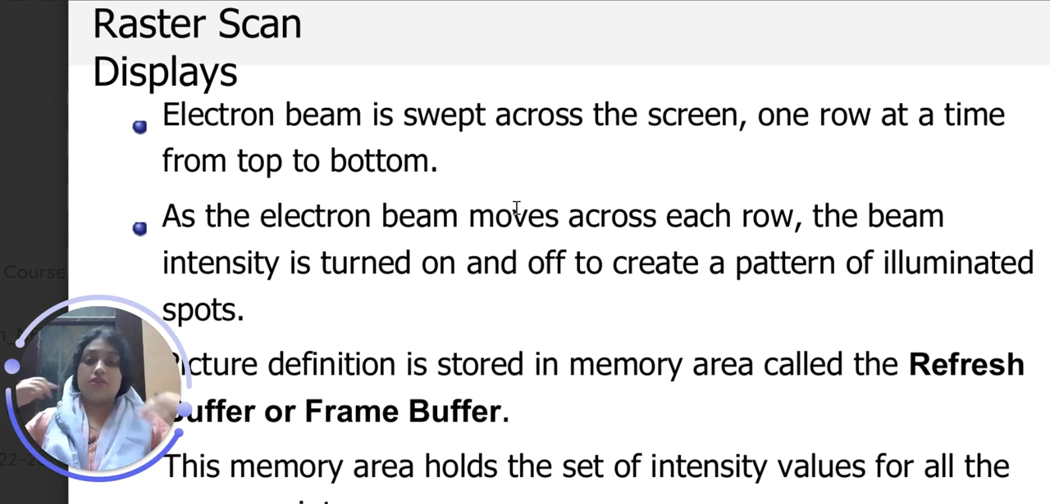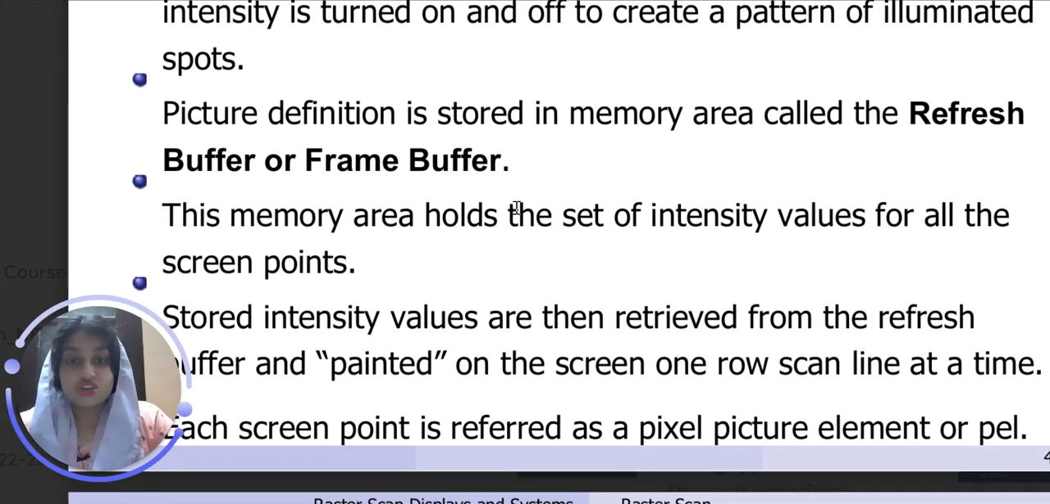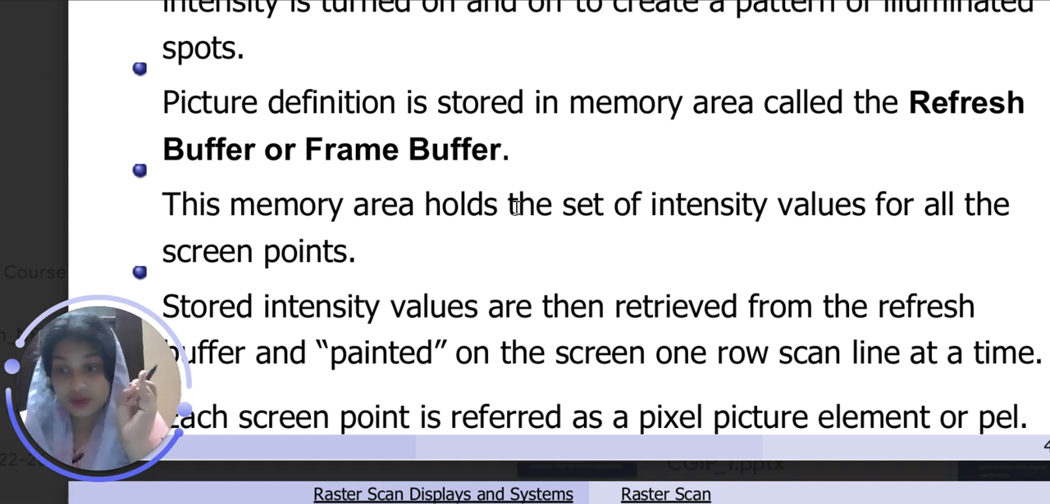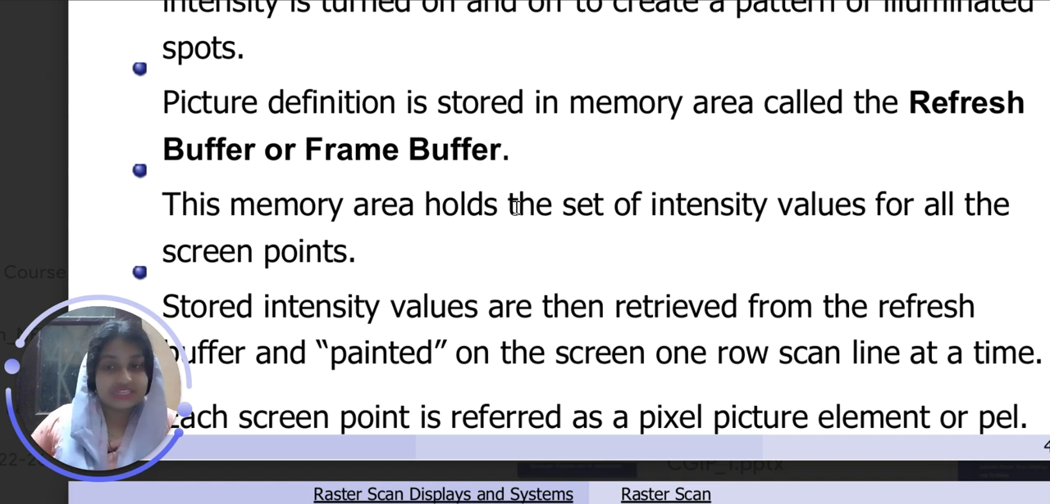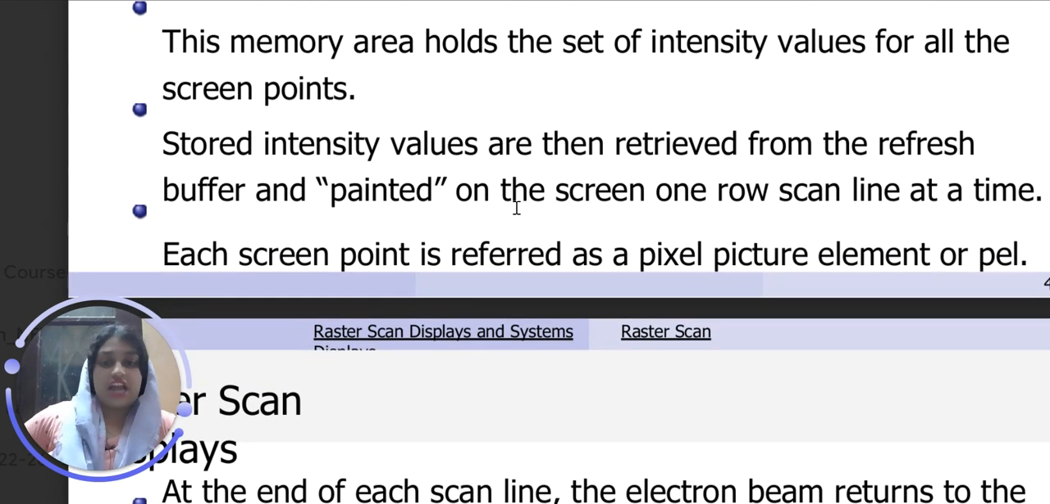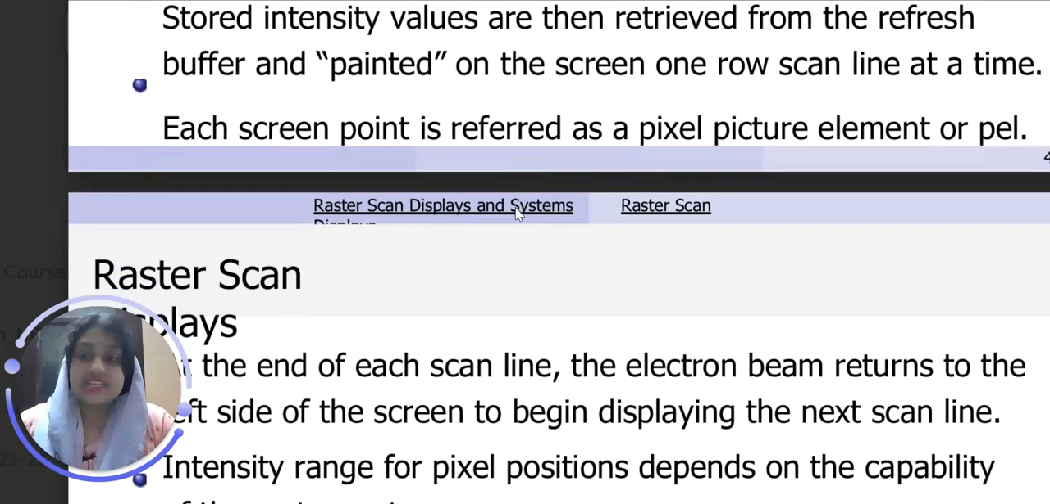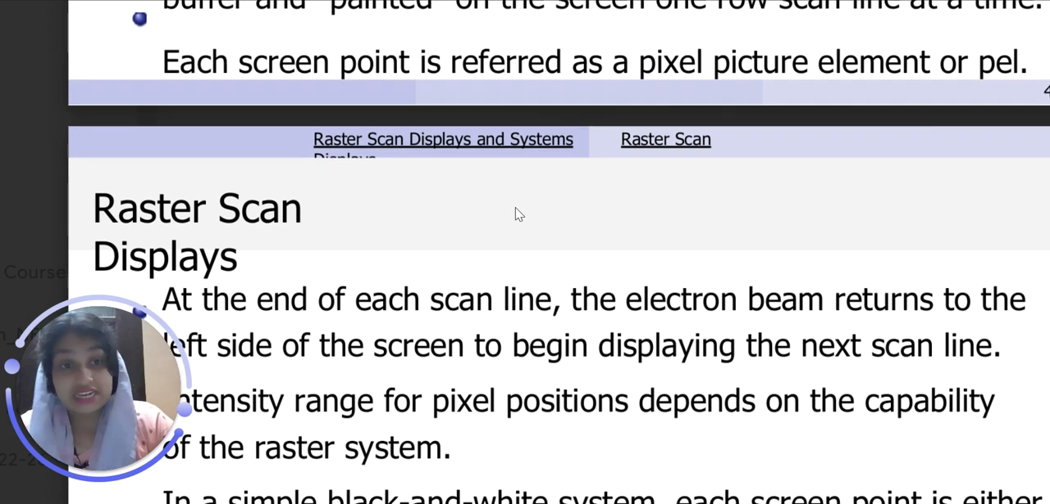In raster scan displays, the electron beam is swept across the screen one row at a time from top to bottom. As the electron beam moves across each row, the beam intensity is turned on and off to create a pattern of illuminated spots. Picture definition is stored in a memory area called the refresh buffer or frame buffer. This memory area holds a set of intensity values for all the screen points. Stored intensity values are then retrieved from the refresh buffer and painted on the screen one scan line at a time. Each screen point is referred to as a pixel, picture element, or a PEL.